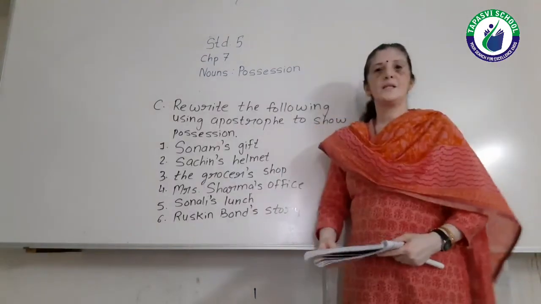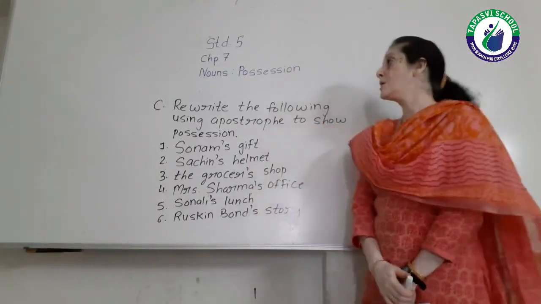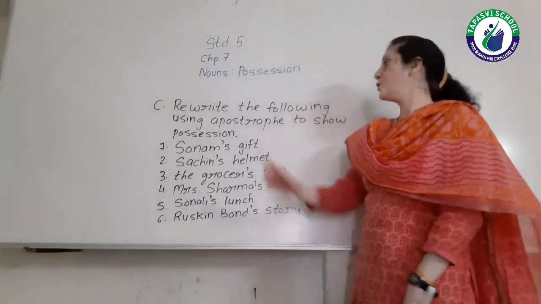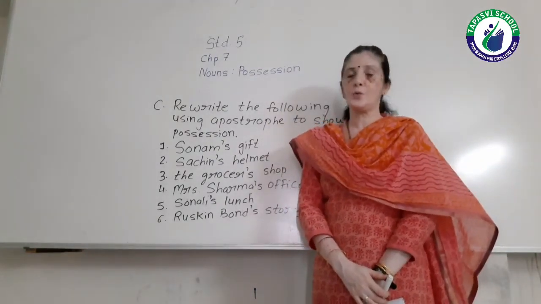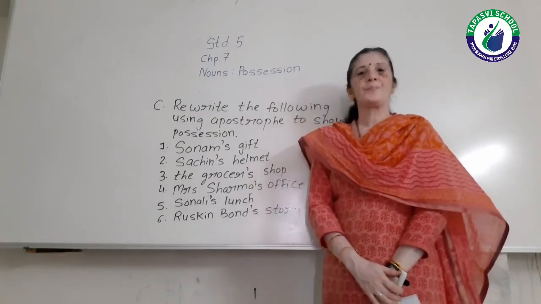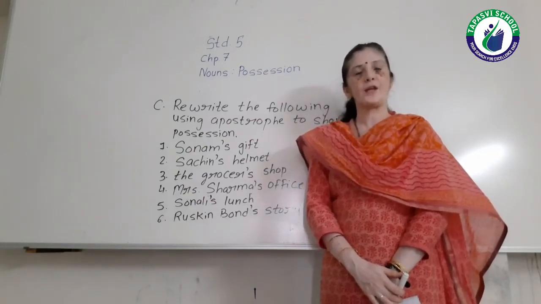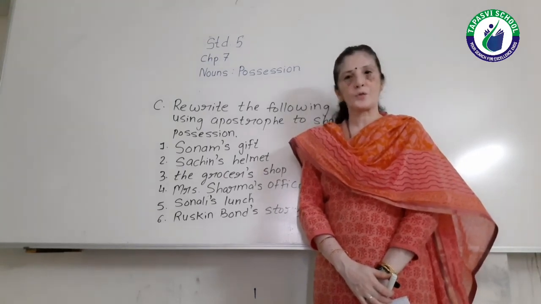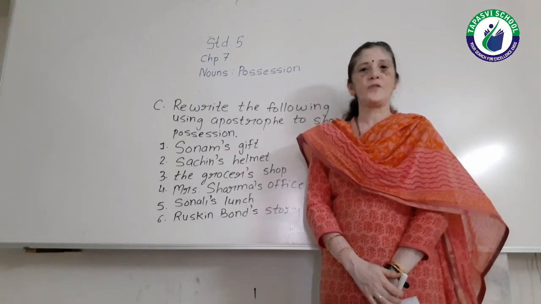Right students? See students, our last exercise of this chapter. Here we have to rewrite the following using the apostrophe to show the possession. And what is the rule? For a singular noun, we use apostrophe S. Singular noun with S, we use only an apostrophe. Plural noun with S, only use an apostrophe, and plural noun without S, use apostrophe S.